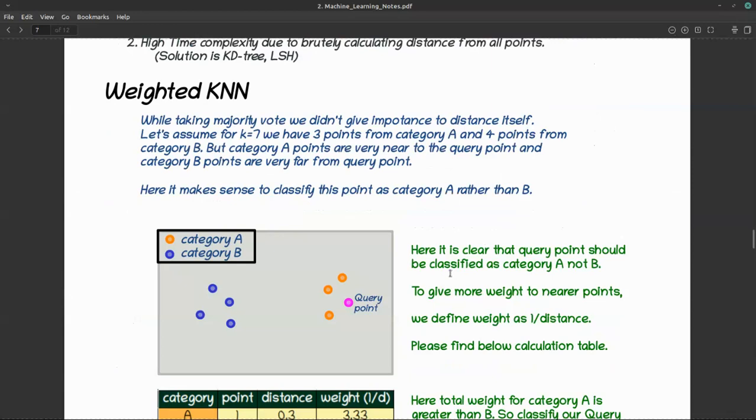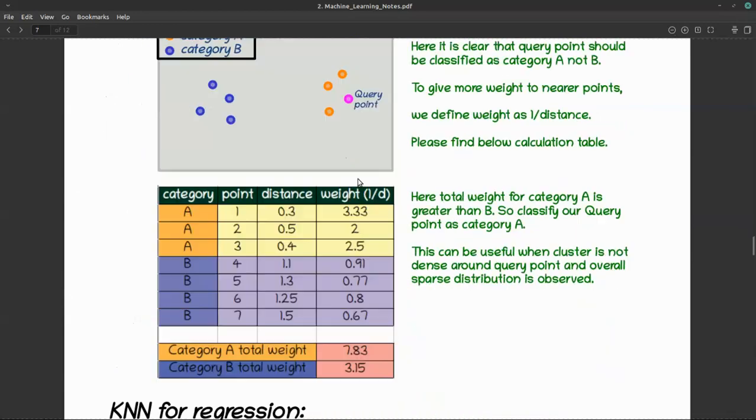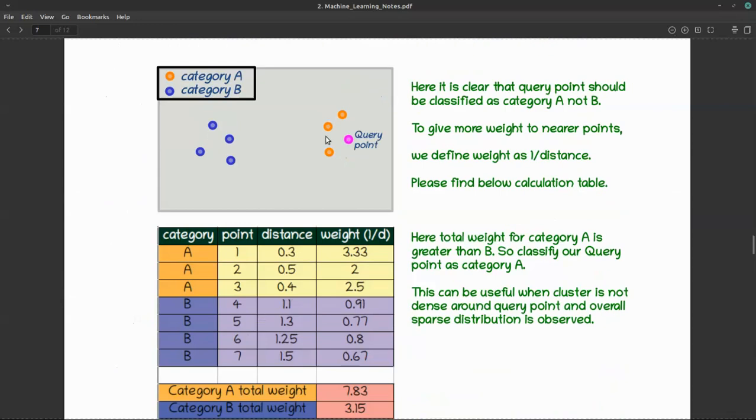One more idea in weighted KNN. So, see why we need weighted KNN. Let's see. Given this kind of a scenario, let's say we have these four blue points here, three yellow points here, an orange point here, and I have this query point. So, what should be the category? It should be orange, right? Because it is very near to the orange point.